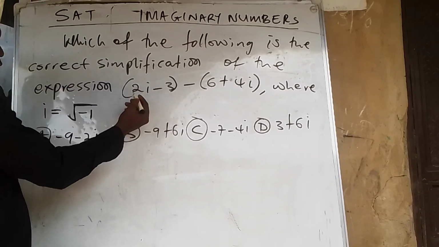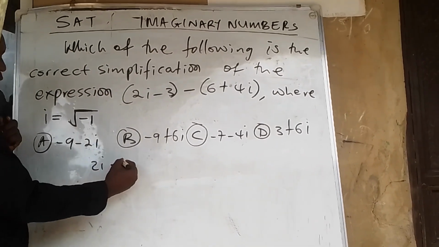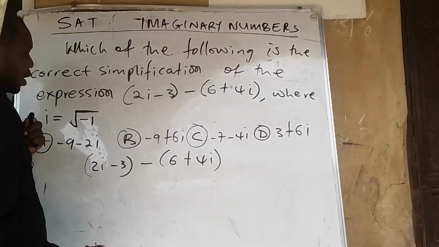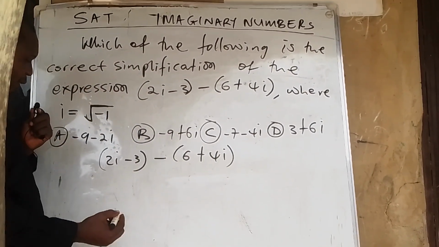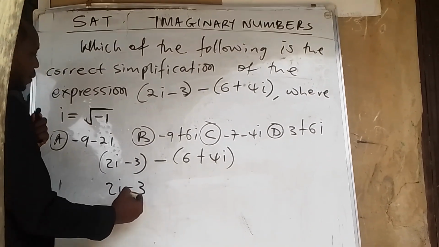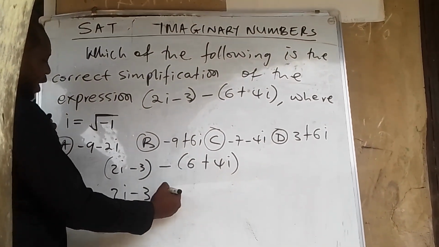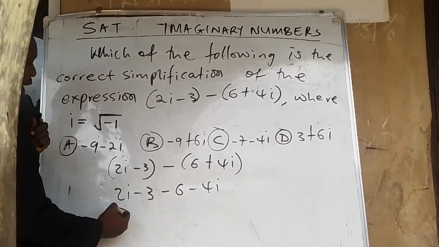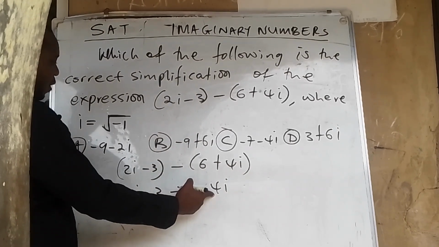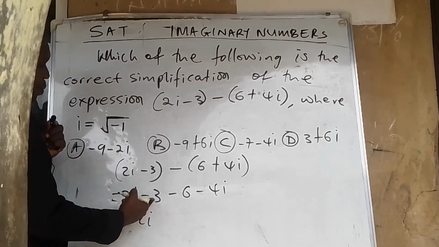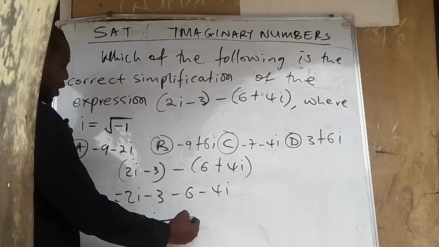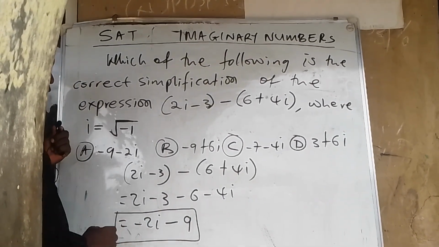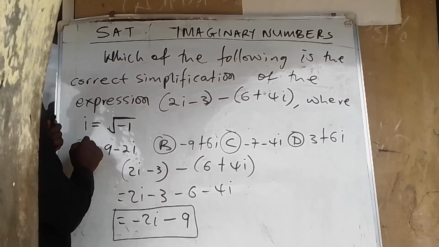Now, this is a very simple question. We have 2i minus 3, then minus (6 plus 4i). All we have to do is open the bracket. That's 2i minus 3. Then this will turn to minus 6, and this one will turn to minus 4i, right? So what we have now is 2i minus 4i, that's minus 2i. Minus 3 minus 6, that is minus 9. So our answer is minus 2i minus 9, and that's option A.